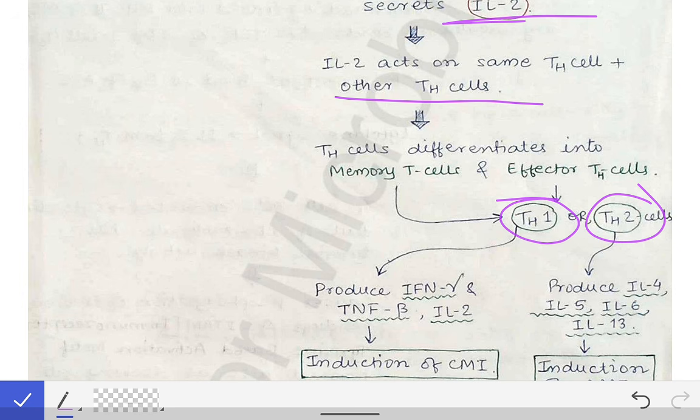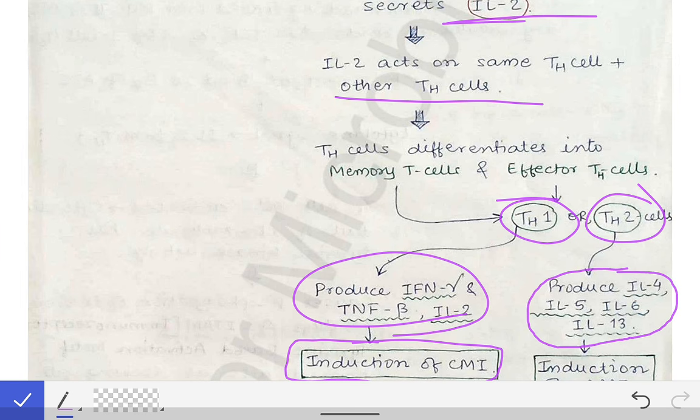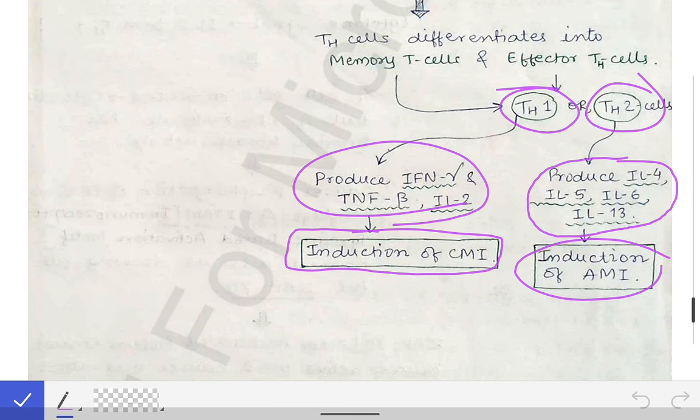Now how is it decided whether a type 1 helper T cell or a type 2 helper T cell is going to be produced after the helper T cell activation? This is completely dependent upon the cytokine or the interleukins which are present in that environment during the activation of the immune response. Depending on that, either type 1 helper T cell or type 2 helper T cell is produced. If it is a type 1 helper T cell, then it will be producing interferon gamma, TNF beta and interleukin 2, which will cause the induction of the cell mediated immune response, while if a type 2 helper T cell is produced, it will be producing interleukin 4, 5, 6 and interleukin 13, and this will cause the activation of antibody mediated immune response.